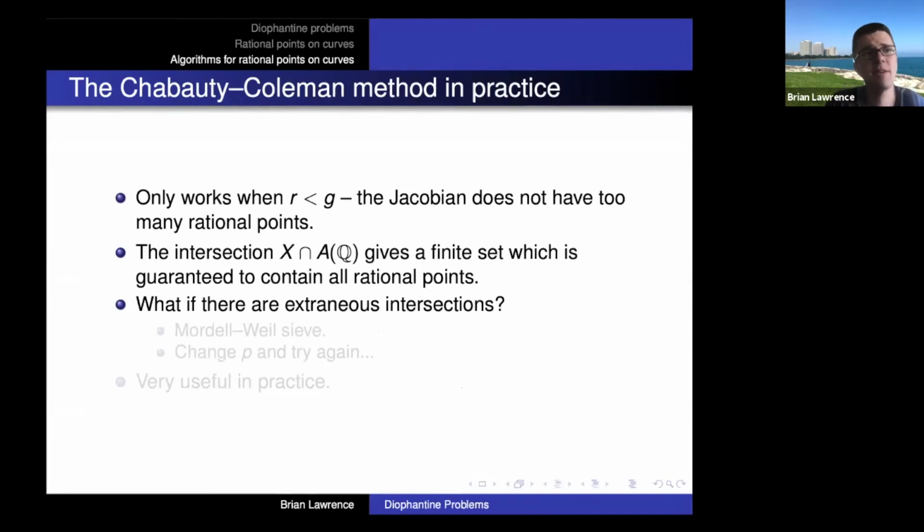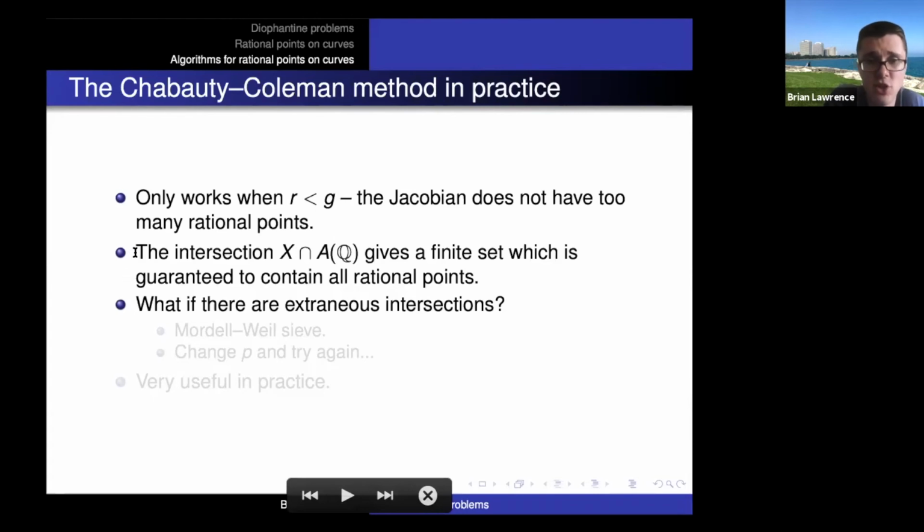On the other hand, there are heuristics that suggest that most abelian varieties should have rank 0 or 1. So maybe very often R is either 0 or 1. G, of course, is at least 2. And so often you hope this won't be a problem. On the other hand, there are also lots of curves of interest where R is greater than or equal to G. And then you're out of luck.